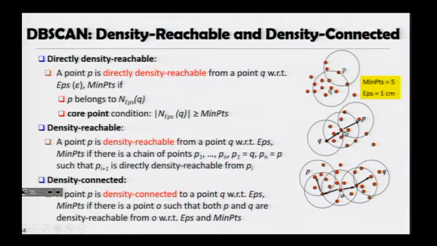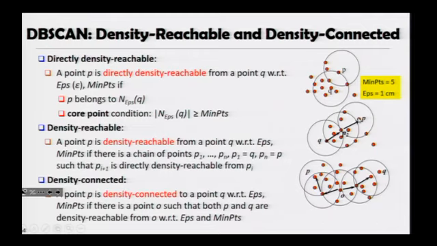If we look at the second subfigure on the right side, you can see P2 is directly density reachable from Q. And if P is also directly density reachable from P2, then this forms a chain from Q to P through the bridge P2. There could be many other data points in the middle, forming a much longer chain. But at the end of the day, you will say the point P is density reachable from point Q. So this is the formal concept that defines what is density reachable.